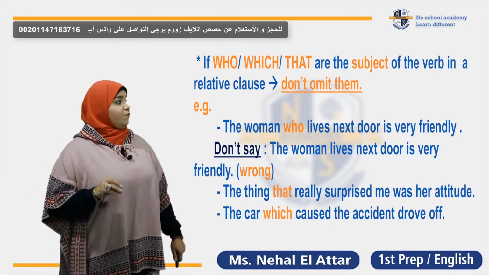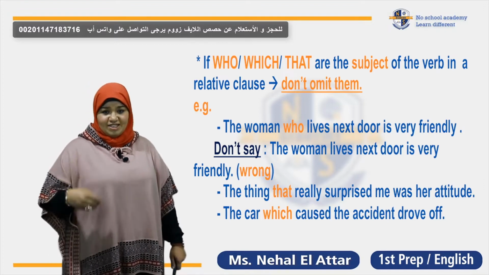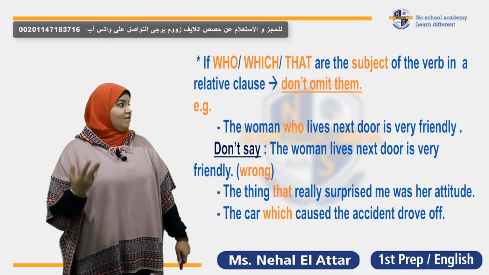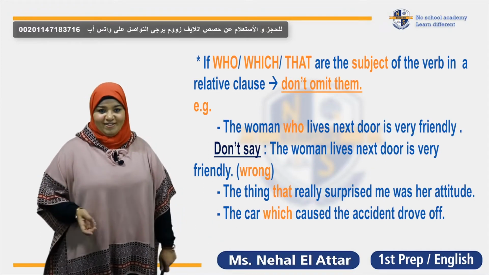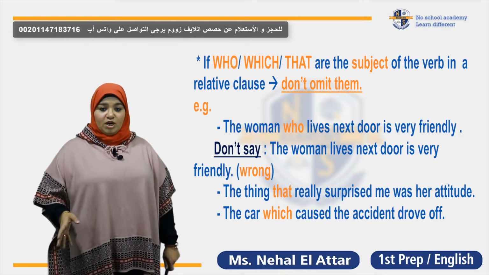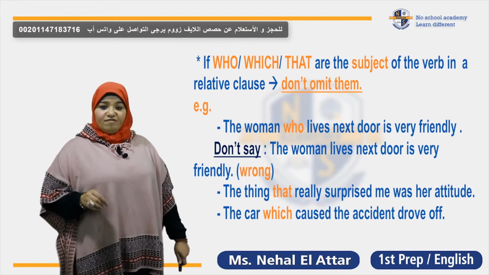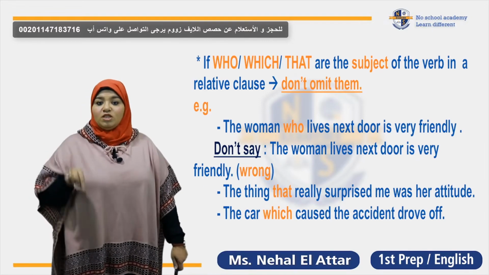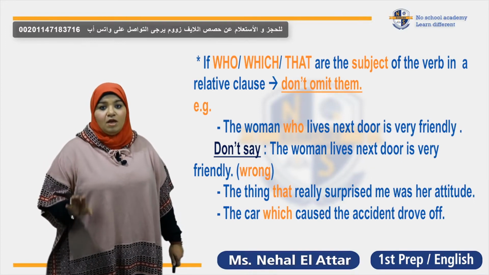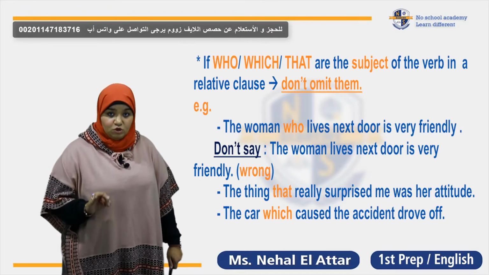For example, the woman who lives next door is very friendly, or the man, okay? Because this example was repeated a lot from the very beginning of the session, so I got you to learn it by heart, okay? So here we have the woman who lives next door is very friendly. If I say "the woman lives next door is very friendly" in one sentence, it's wrong. Don't say this, okay? You must mention who.